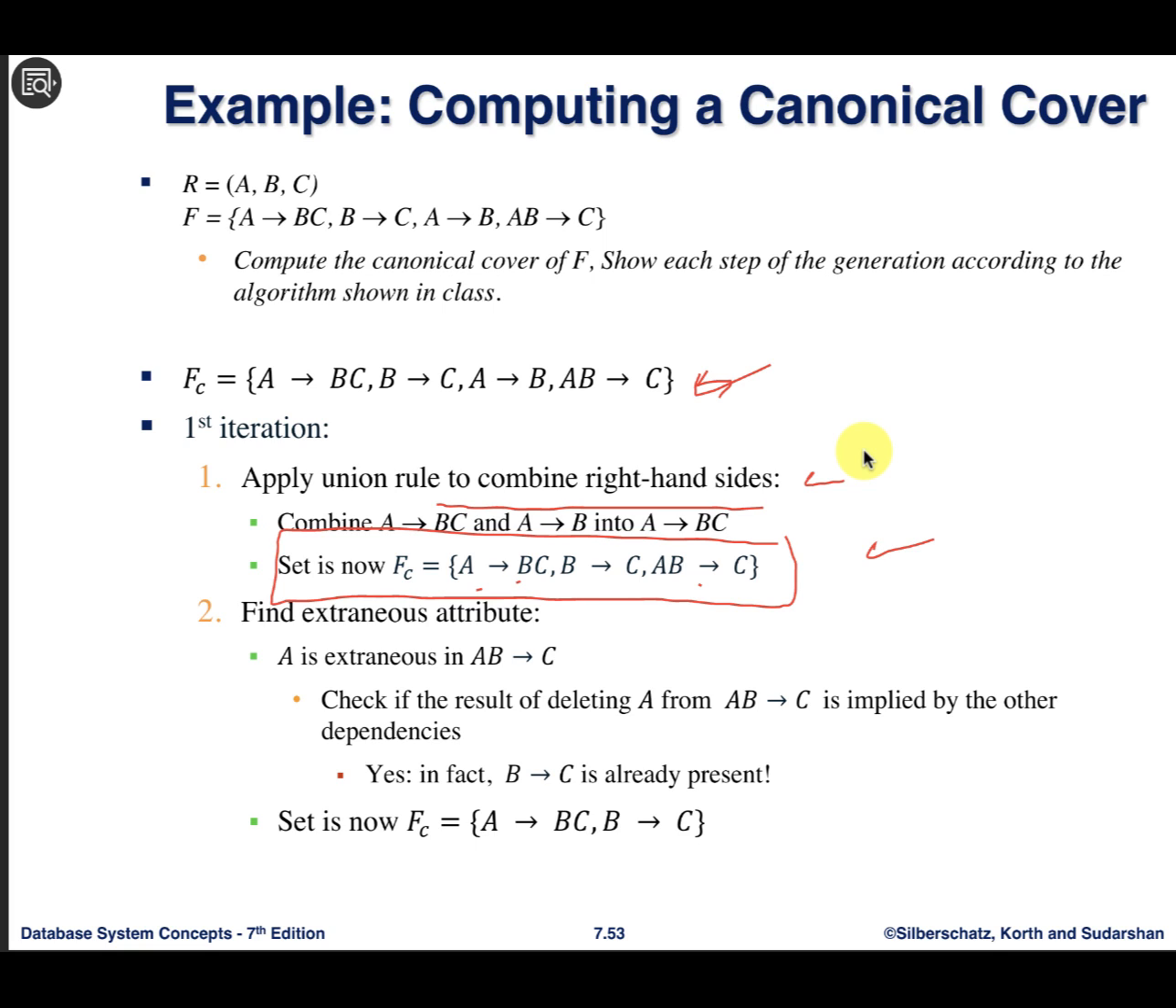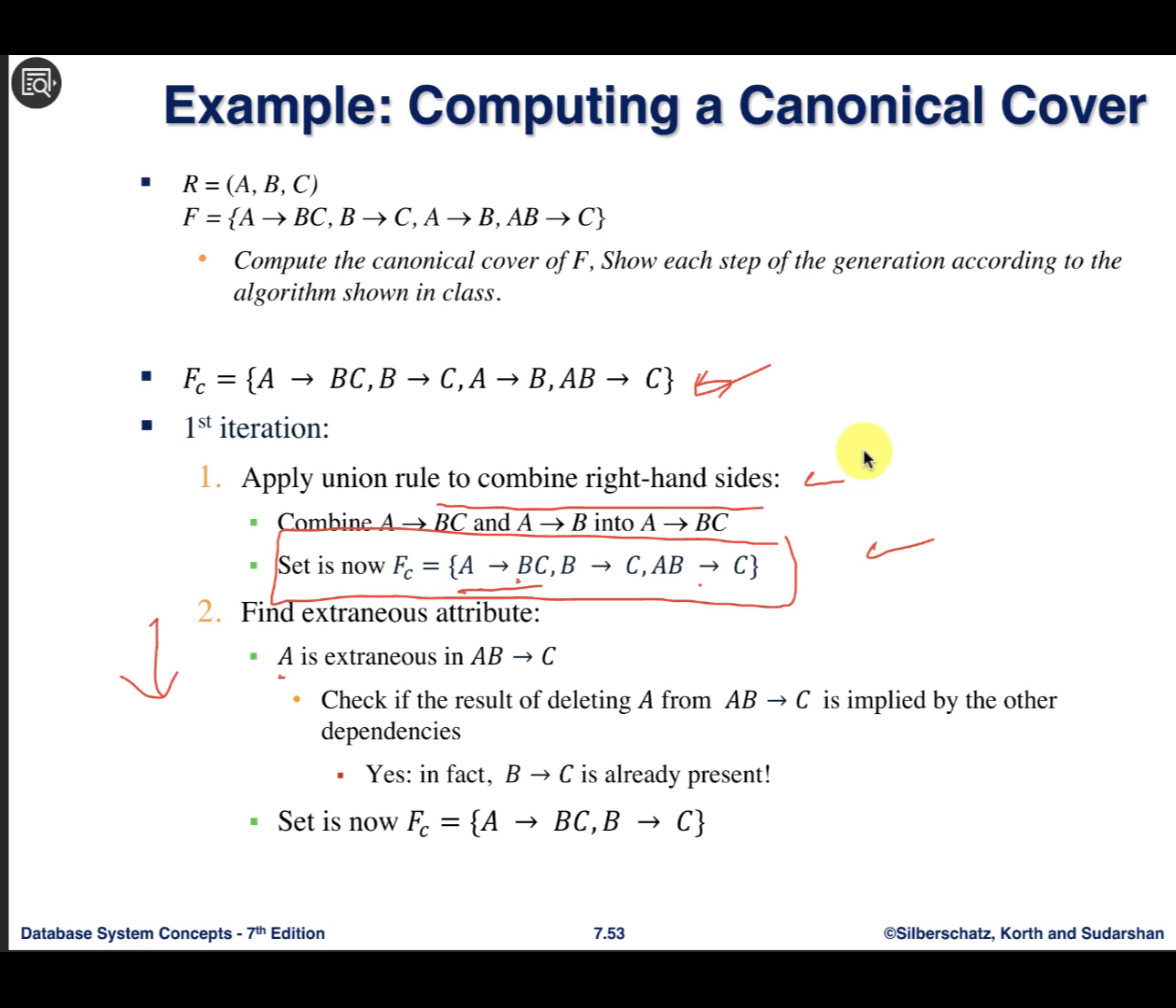Good. Now try to check whether any one of them is going to be an extraneous attribute or not. The order doesn't matter. For example, here we try to test whether A in AB determines C is extraneous or not. Or you can start here with B or C. With C, actually, you can determine whether C is going to be extraneous or not. Either is fine. The order doesn't matter. At the end, regardless of the way that you start, you must end up with the same canonical cover.